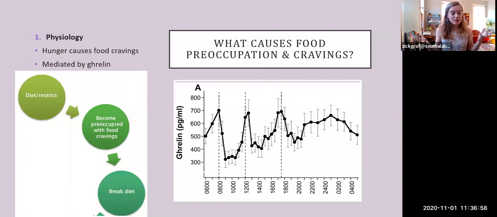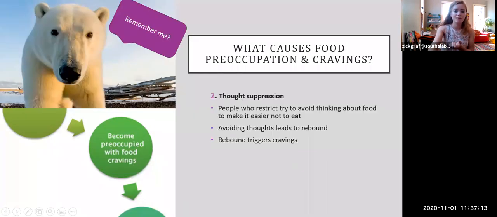So basically, it's really simple. The more you restrict your eating, the hungrier you get, and the hungrier you get, the more preoccupied with food cravings you will become, the more motivated you are to eat. If you let that motivation build up too much, it can lead to giving in really big ways, breaking your diet, even binge eating. The other piece is cognitive.